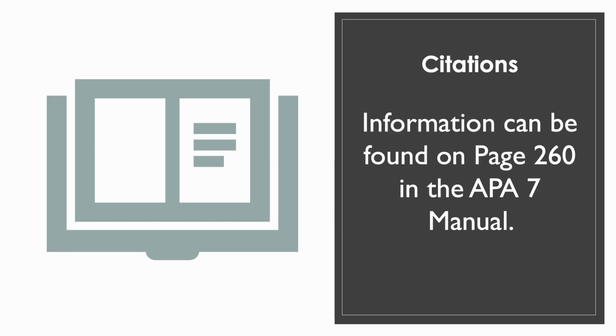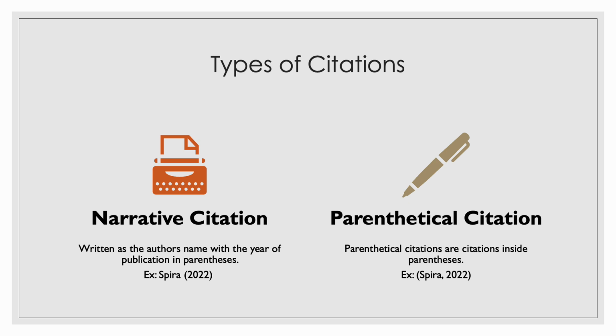The next topic that we will be covering is citations. More information on citations can be found on page 260 in the APA 7th edition manual. There are 2 types of citations, narrative and parenthetical. Narrative citations are used when the author's name is written in the text itself. This type of citation is written as the author's last name in the text, with the year of publication written in parentheses. An example is included which shows the correct way to use a narrative citation.